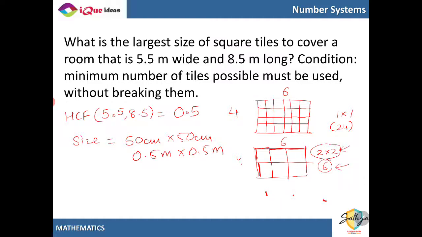So whenever you have to find the number of tiles which is to be covering the room and the least number, you find the HCF. So the size of tiles will be given by that value. Now why did I take 50 into 50? 50 is the HCF, that is one side. So the area of this tile will be 50 multiplied by 50.